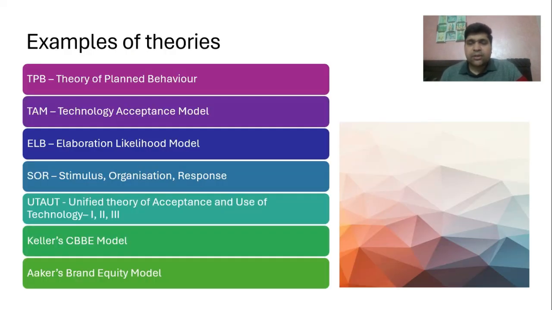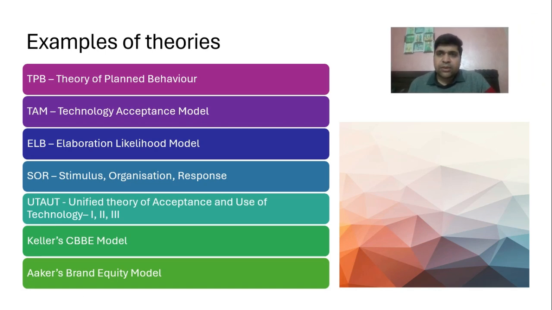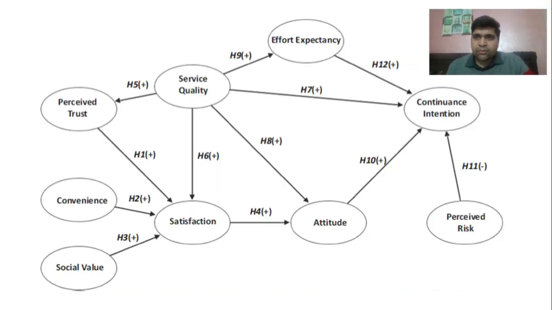Now, what are the theories that generally our colleagues, professors test in the models? TPB, theory of planned behavior, technology acceptance model, ELM, elaboration likelihood model, stimulus organism response theory, SOR, we call it stimulus response theory, unified theory of acceptance and use of technology, then Keller's CBBE model, Aaker's brand equity model that I have discussed in the beginning of this presentation. So coming to the next part, that is the conceptual framework. This is the framework that the authors of this paper have made. So I've taken only say four variables.